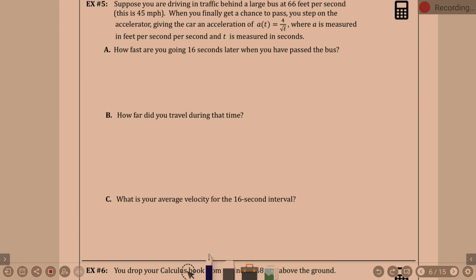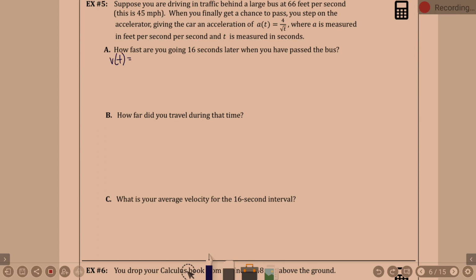What are we being asked? How fast are you going? So what is that being asked? Velocity. We're trying to find velocity. What do we know? Acceleration. What is the relationship between velocity and acceleration? Acceleration is the derivative of velocity. Velocity is the integral of acceleration. It all depends on how you say it.